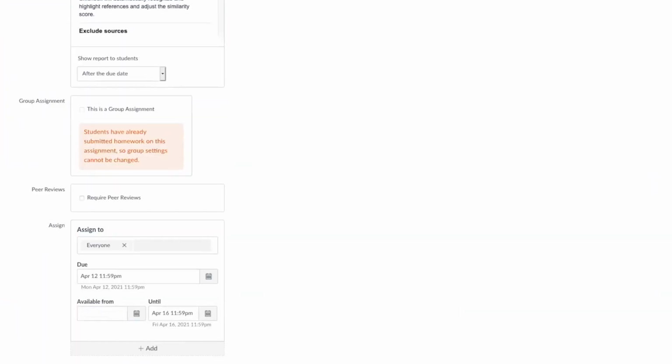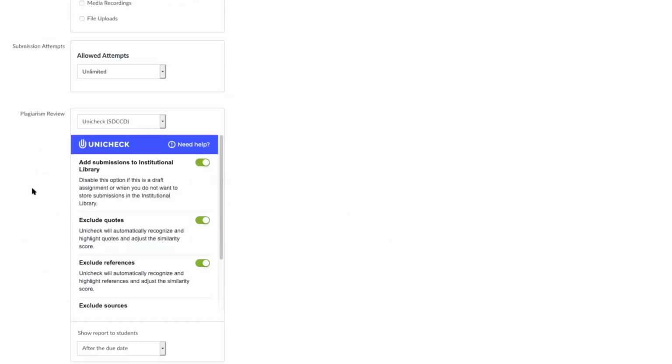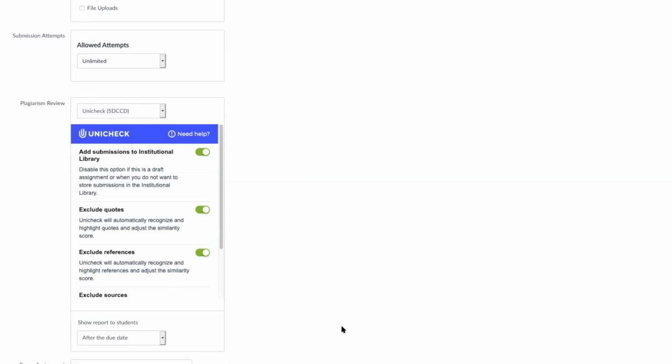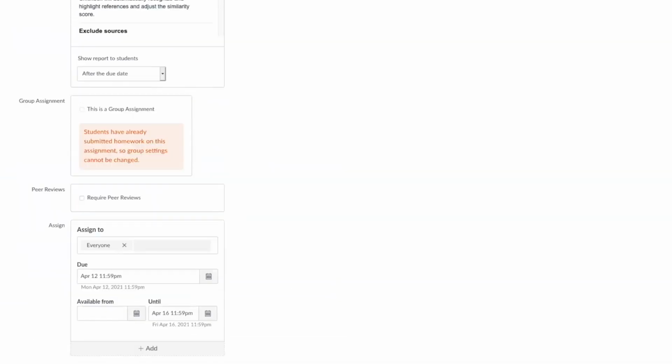So let me go ahead and close this. Remember that we use the UniCheck plagiarism detector, and it looks at everything that this institution has in terms of the files that have been submitted. Okay, so please take a look at that.